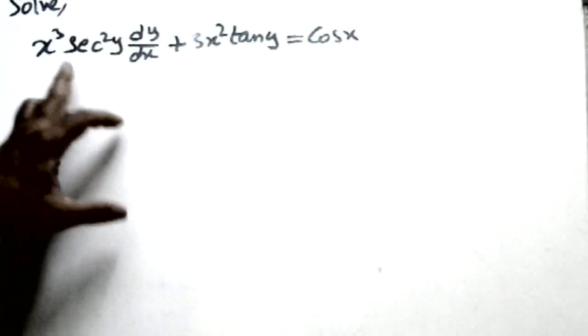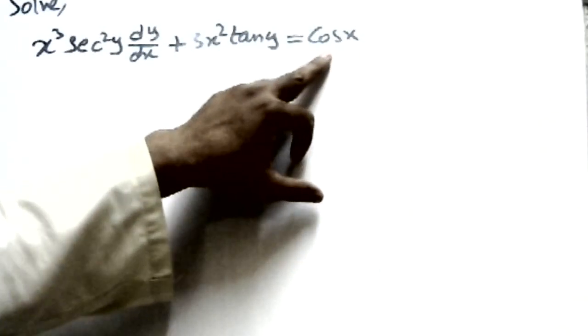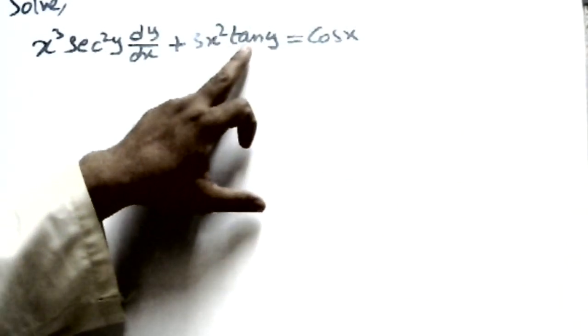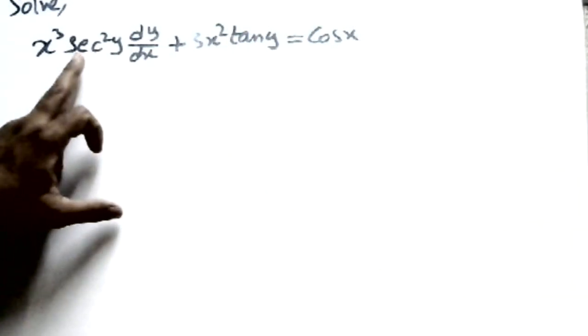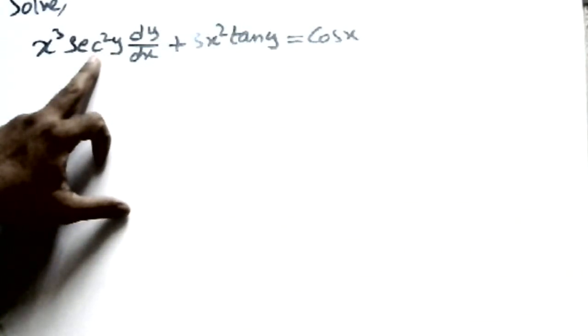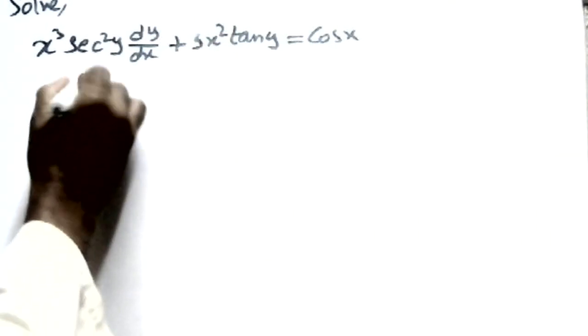See the next question. x cube secant square y dy by dx plus 3x square tan y equals cos x. It is similar to Bernoulli's equation, but a little different. You see here, if we put tan y equals t, we get the differentiation of secant square y. This again changes to a linear differential equation. So we have to start like this.